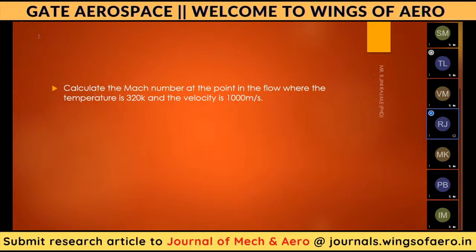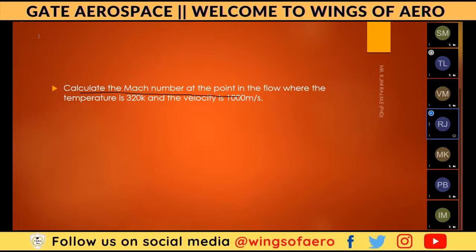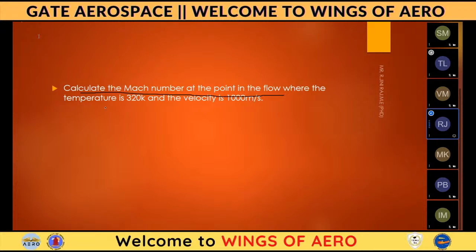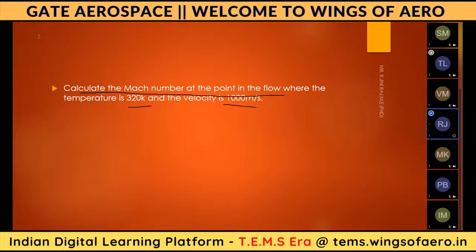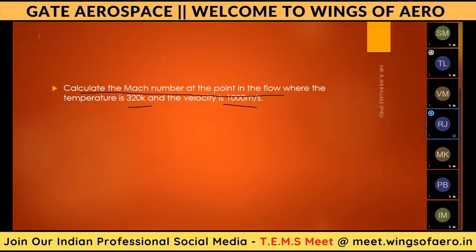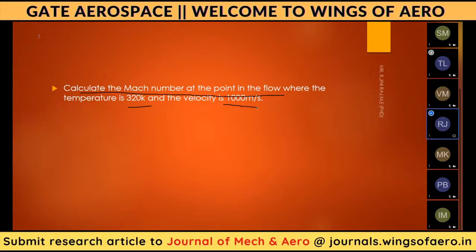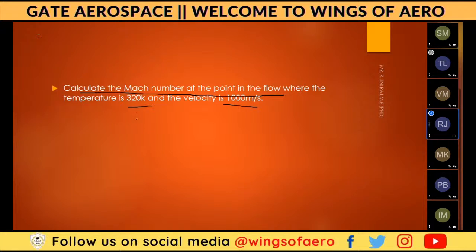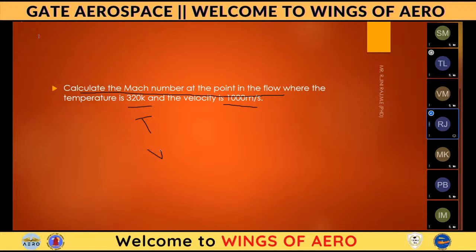Okay. So here, what they have given is to calculate the Mach number at any point in a flow. We should calculate the Mach number at any point in a flow where the temperature is 320 Kelvin. They have given the temperature and velocity 1000 meter per second. So shall we calculate the Mach number? Anyone? So the given data: temperature is given. 2.7, sir. 2.7. Super.